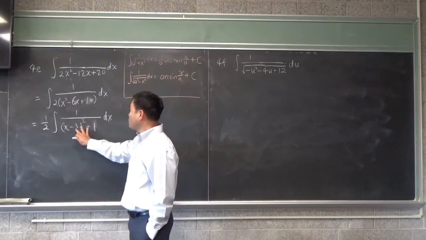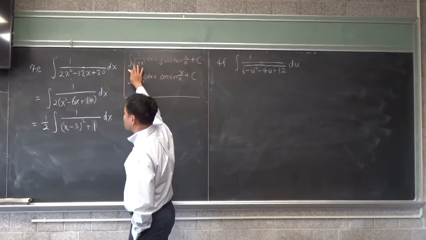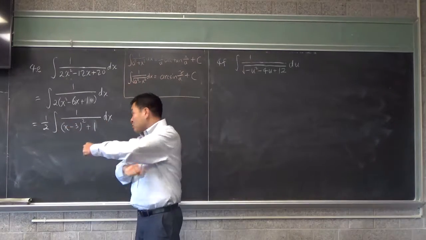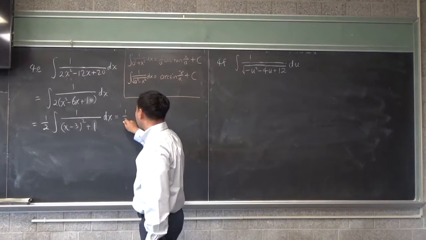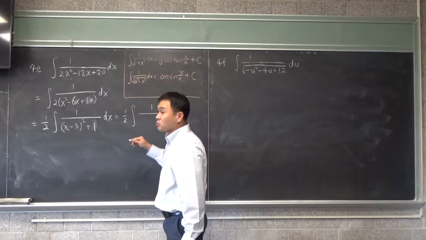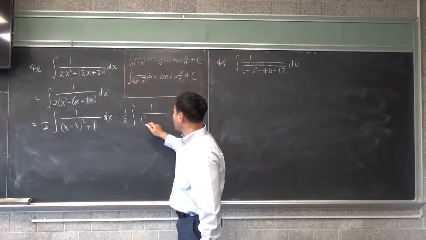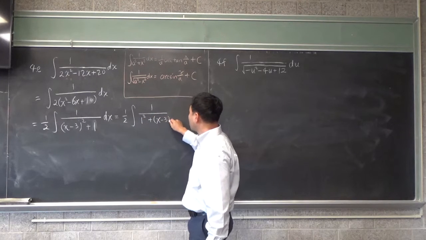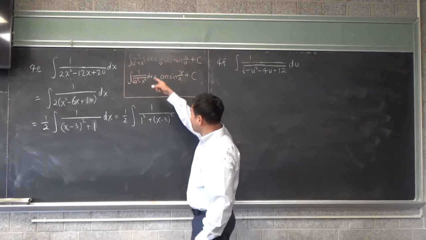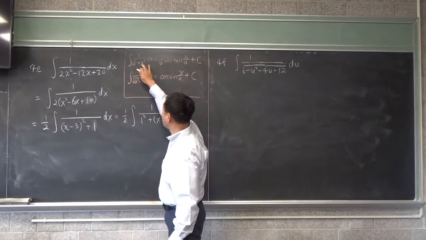Now let's switch places because over here x is on the right side. In the formula, the constant is on the left side. So to use this formula, it's better to switch places. So we have 1/2 integral 1 over, and 1 is 1 squared, right? It's better to make it look like this, right? So it's 1 squared plus x minus 3 squared dx. And now if you compare with this, a is 1, and instead of x, you have x minus 3.